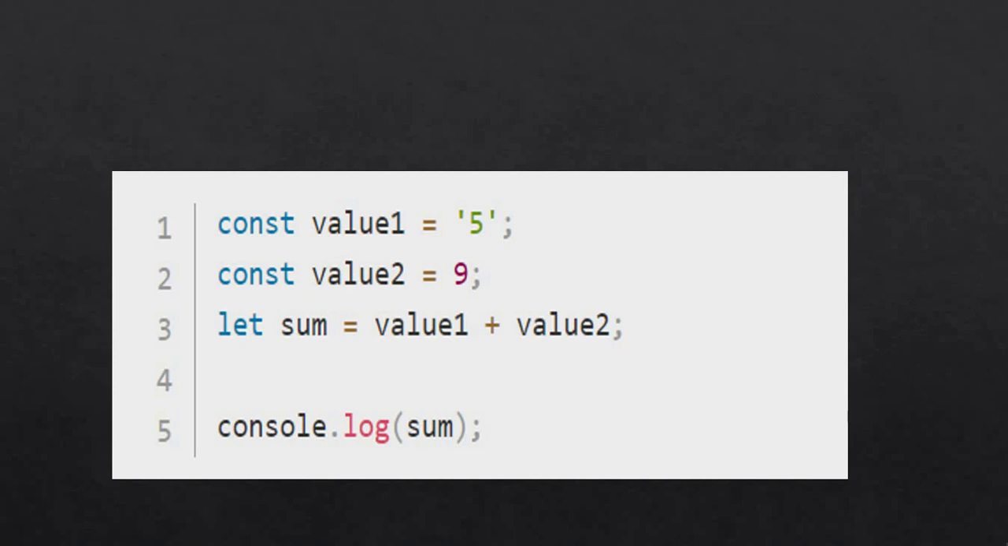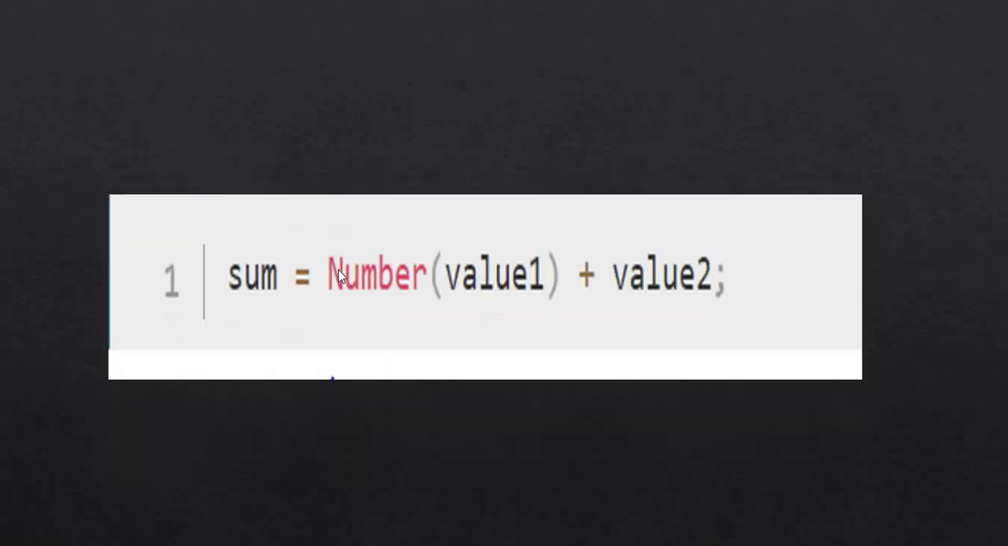But we have to do a sum here. So for value 1, we will explicitly convert the data type. If it is a string holding a number, then we will convert it to a number. Now we have converted it to a number, so our answer after the sum will be 14.